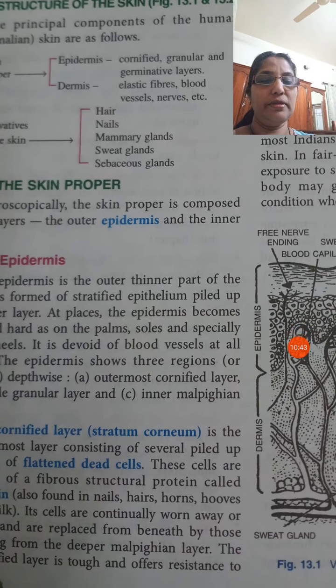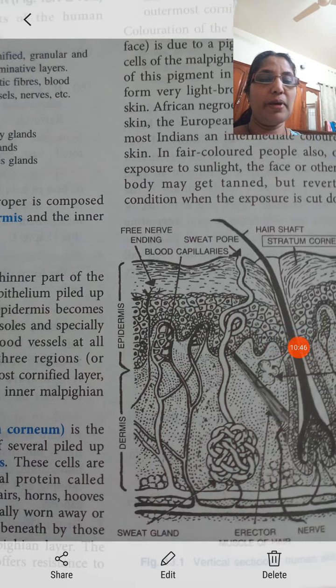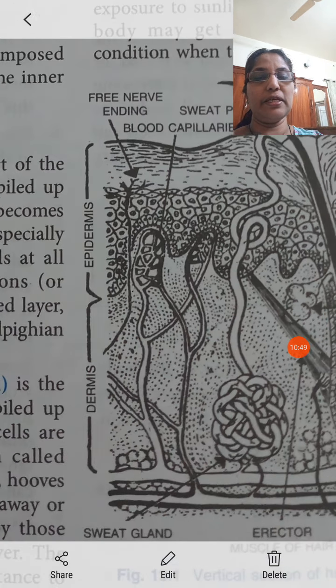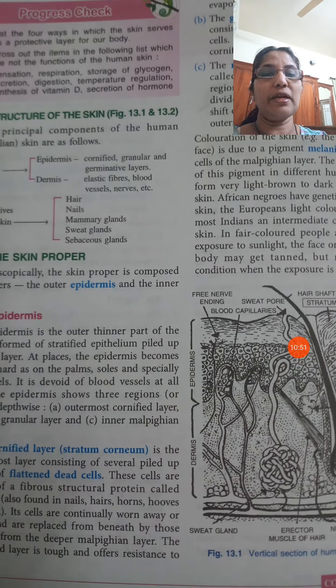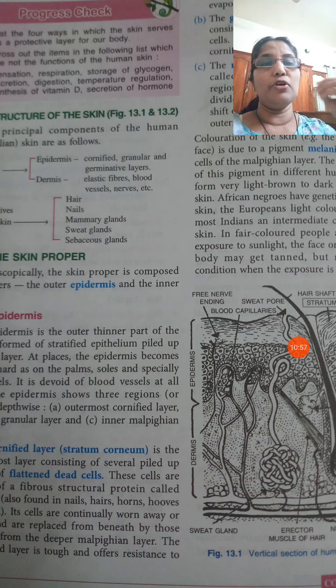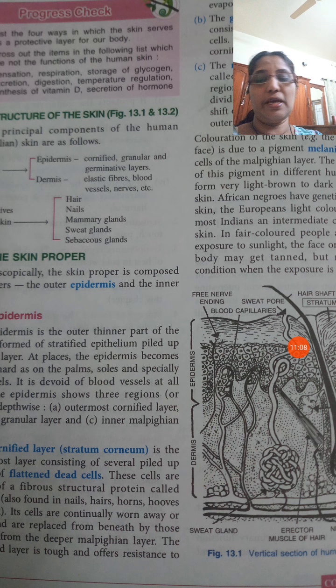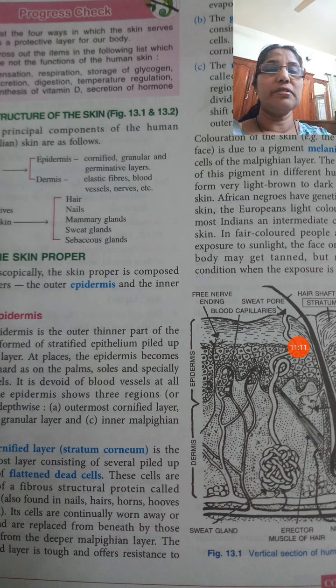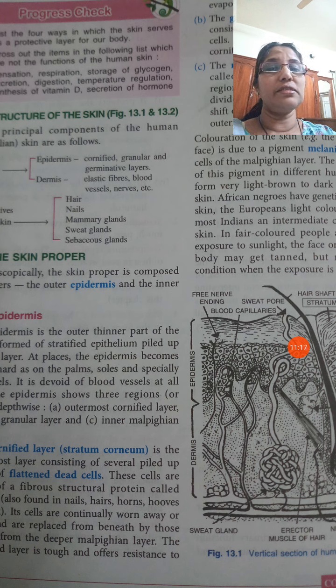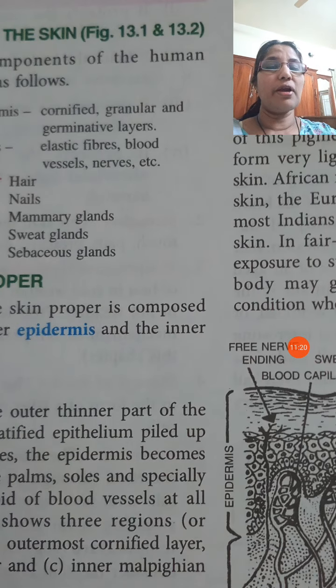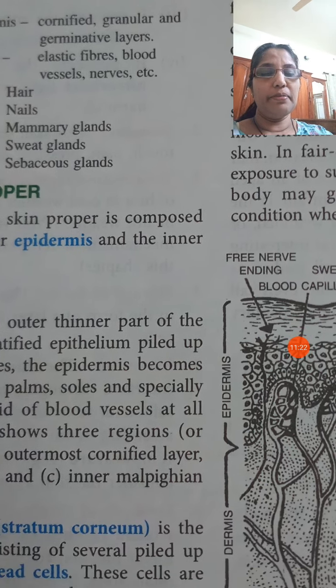Then the lower part, the dermis. You can see this is the dermis region that consists of elastic fibers, which give elasticity to our skin. If we pull some skin, or pinch a part of the body, after releasing it, it comes back to its previous shape because of the elasticity of the skin. So elastic fibers are present in the dermis region.